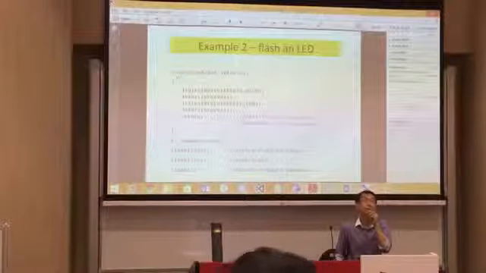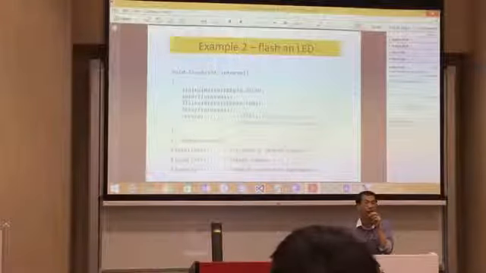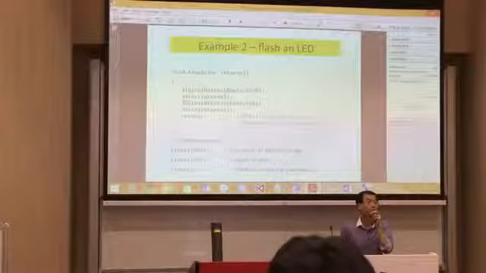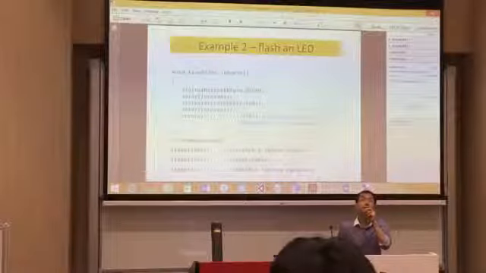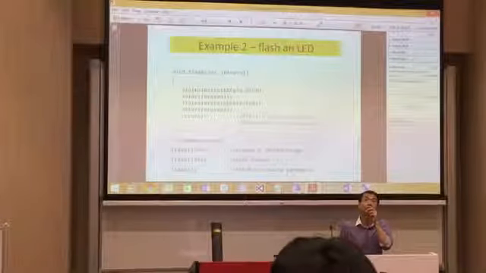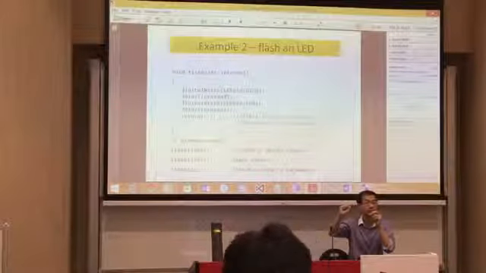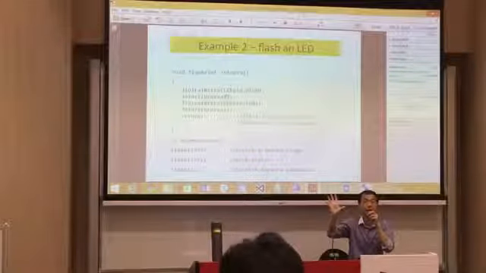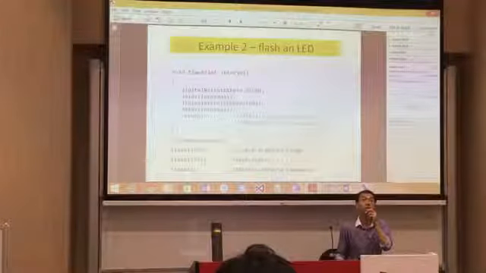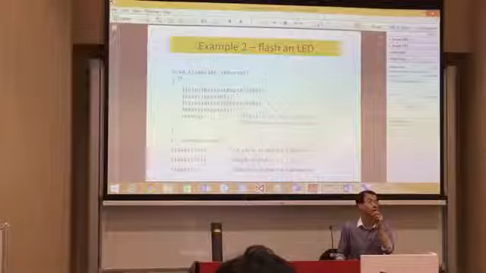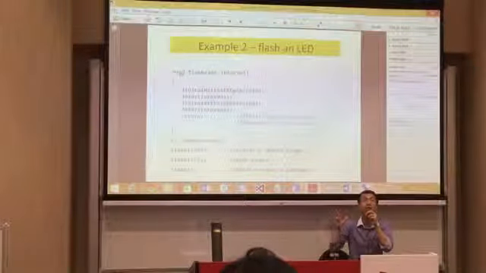So void basically tells you this function, I don't need to return anything. It's called void. What it means is, inside this function I will turn on the LED, turn off the LED, and after I'm done, I don't need to return any value. So this is how you use void to define your function. No value is returned.